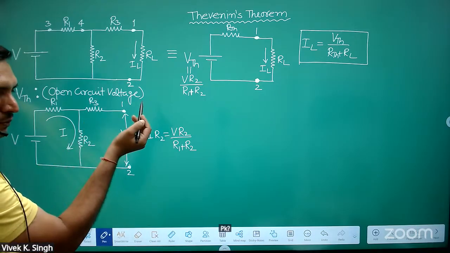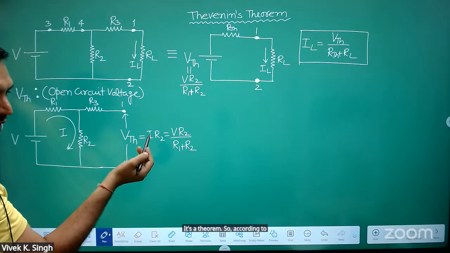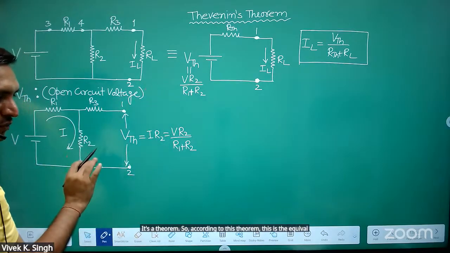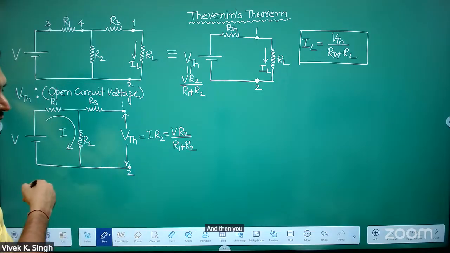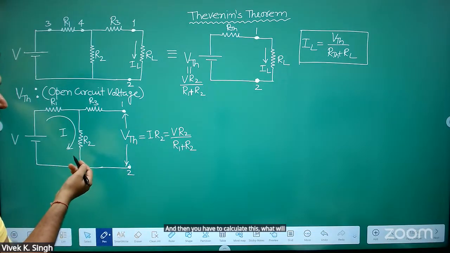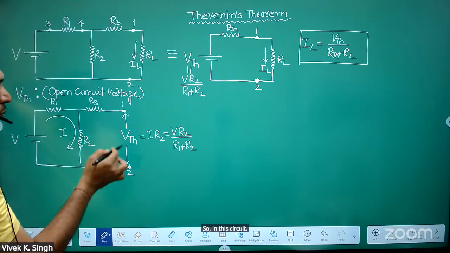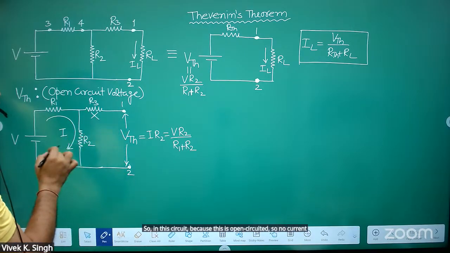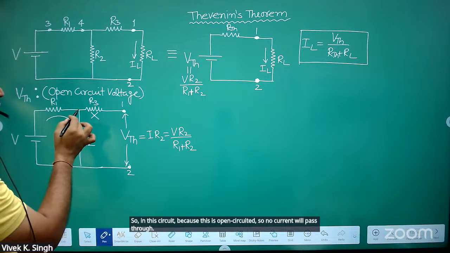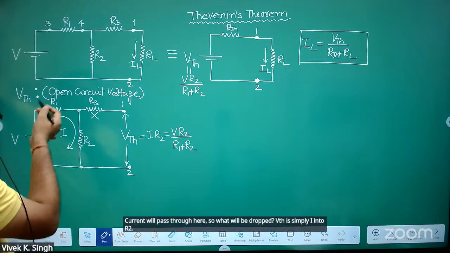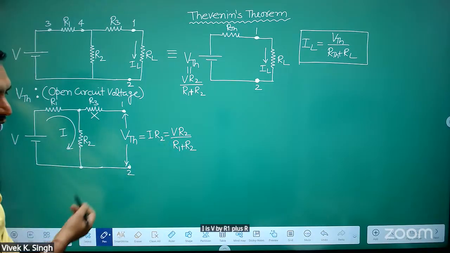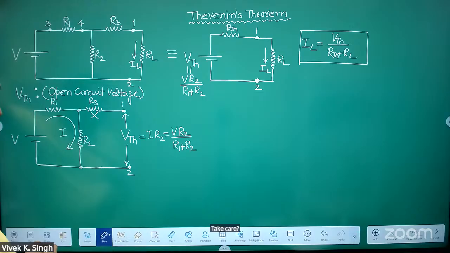It's a theorem. So according to this theorem, this is the equivalent. What is VTH? And I'm defining VTH. And then you have to calculate this. What will be VTH? So in this circuit, because this is open circuited, no current will pass through here. Current will pass through here. So what will be dropped? VTH is simply I into R2. I is V by R1 plus R2. So this will be VTH.